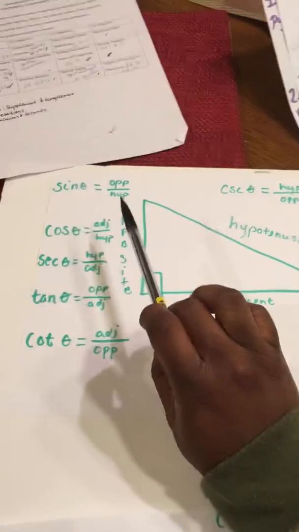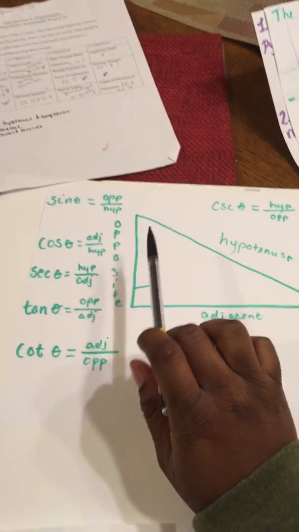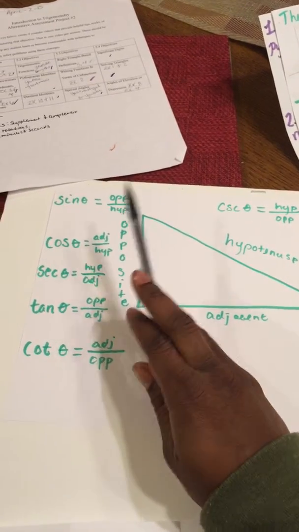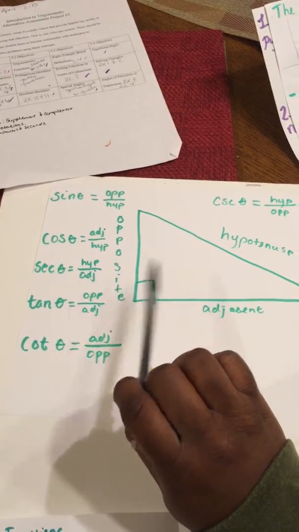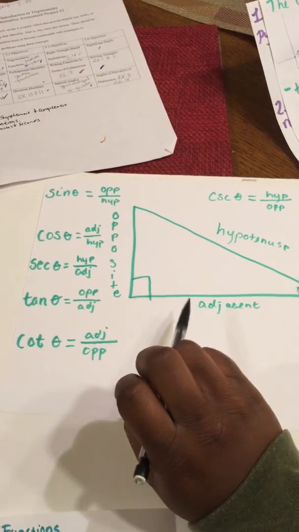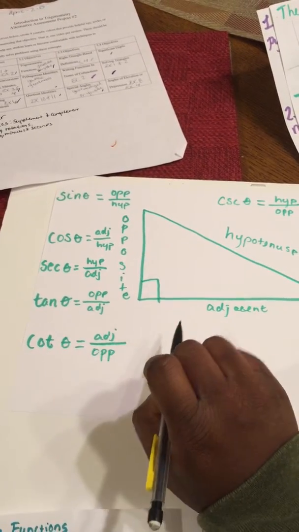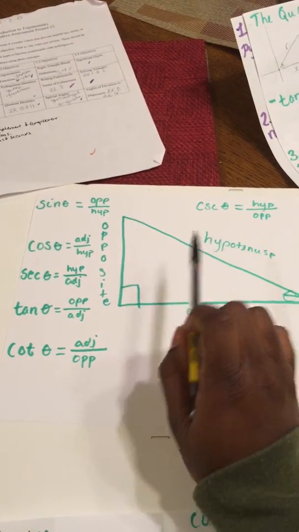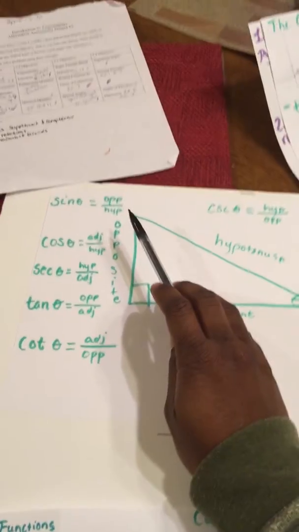Cosine is adjacent divided by hypotenuse. Tangent is opposite divided by adjacent. SOHCAHTOA. Secant, which is the inverse of cosine, is hypotenuse divided by adjacent. Cotangent, which is the inverse of tangent, is adjacent divided by opposite. And cosecant is hypotenuse divided by opposite, which is the reciprocal of sine.